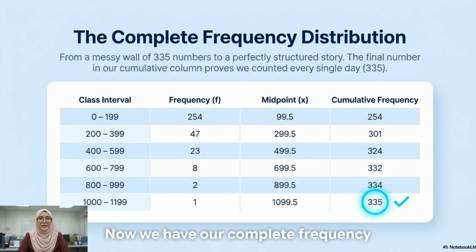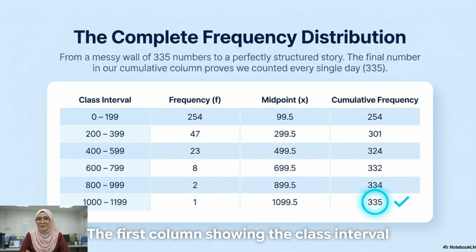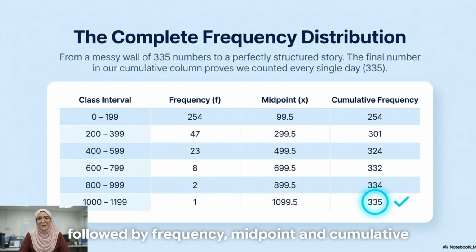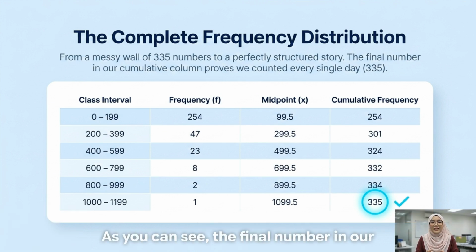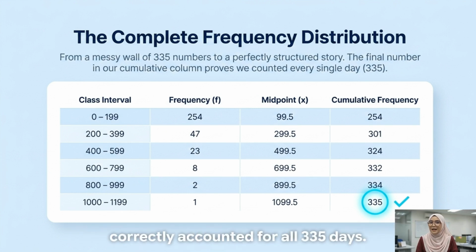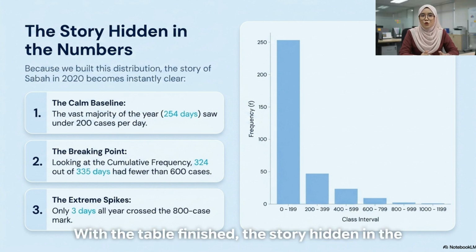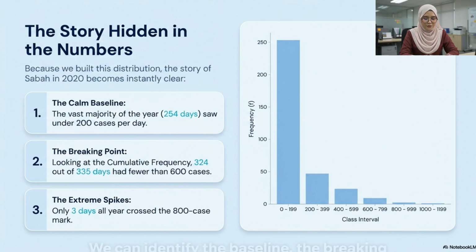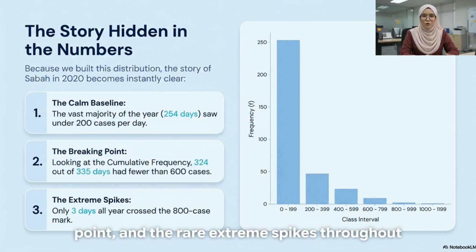Now we have our complete frequency distribution table. The first column shows the class interval, followed by frequency, midpoint, and cumulative frequency. As you can see, the final number in our cumulative frequency column confirms we have correctly accounted for all 335 days. With the table finished, the story hidden in the numbers becomes clear. We can identify the baseline, the breaking point, and the rare extreme spikes throughout the year.